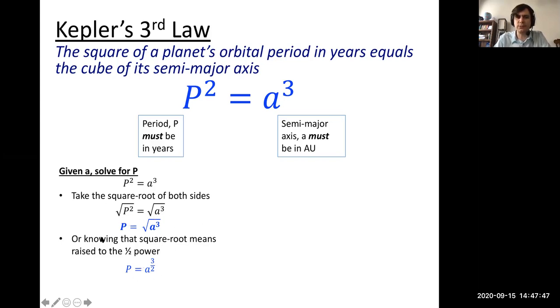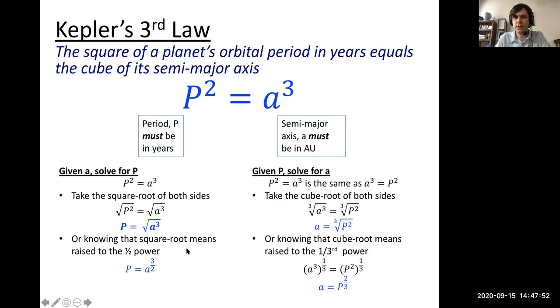You're probably for this one going to use P equals the square root of A cubed. The harder direction is I will give you the period and you have to tell me the semi-major axis. This is the more practical one because people can observe the periods of the planets. So P squared equals A cubed.